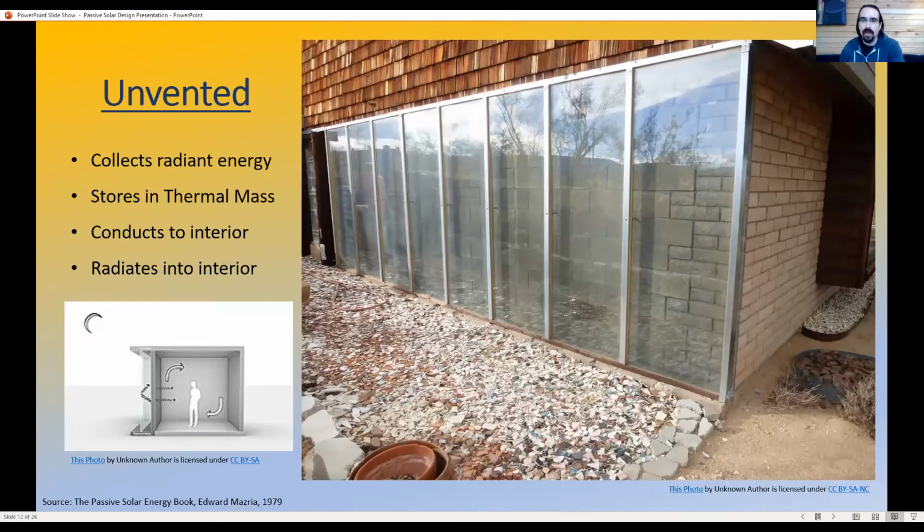In the unvented assembly, there's no air movement through that wall. The radiant energy is simply stored in the thermal mass, and as the thermal mass heats up, it then conducts into the interior and then radiates from that thermal mass into the interior over the course of time. And this is a generally far more measured amount of heat transfer. With the convective heat loop, you have a lot more heat in the middle of the day and the air moves more quickly. In an unvented assembly, your air movement inside is not being affected. You're simply conducting energy through the wall and then radiating it into the space.